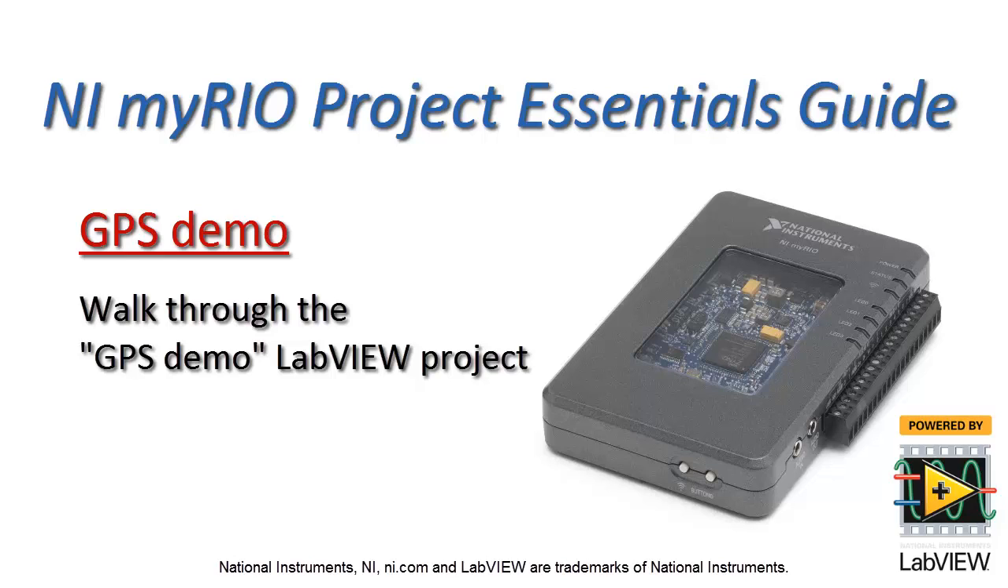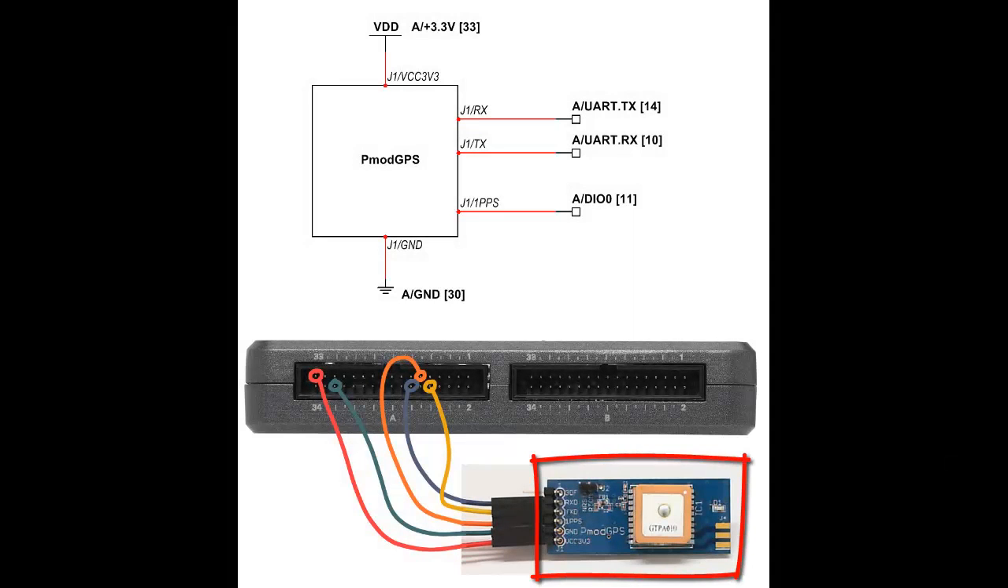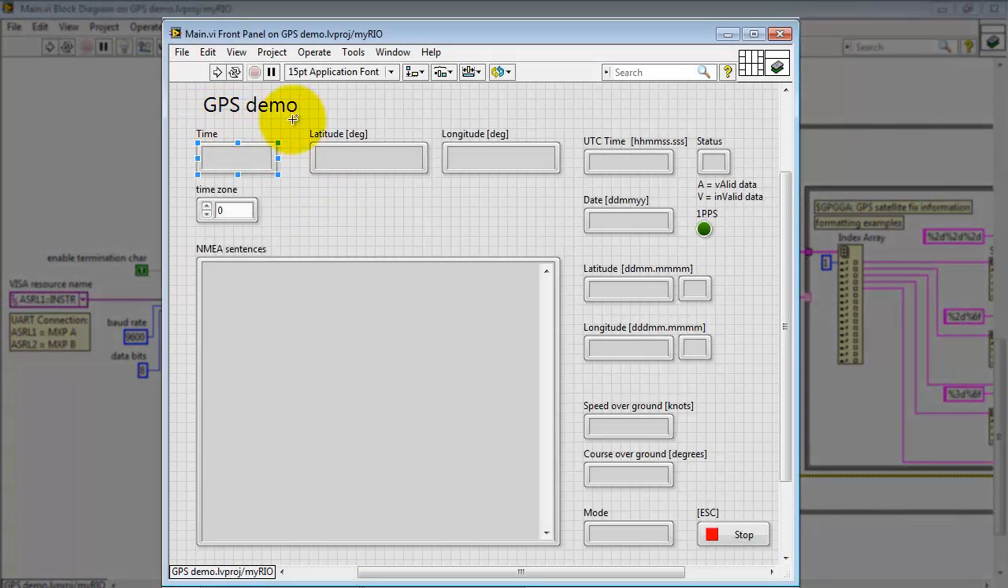Well, let's take a walk through the GPS demo LabVIEW project. I have the Digilent PMOD GPS attached to connector A on myRIO. This is the MXP connector A. Take a quick look at the front panel.